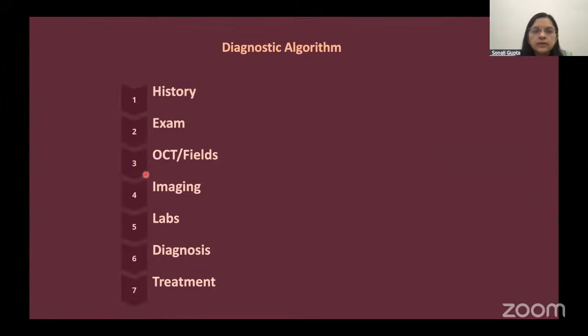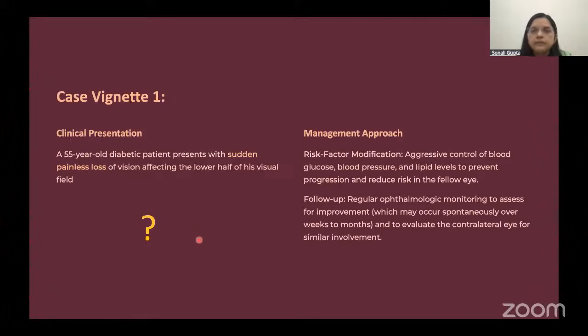So, what all we have discussed, we realized that a good history taking, a thorough examination, performing imaging like OCT and visual fields by confrontation as well as automated perimetry to confirm the findings, and neuroimaging, MRI brain and orbit with contrast, supported by the lab tests, do help us reach a diagnosis and start timely treatment.